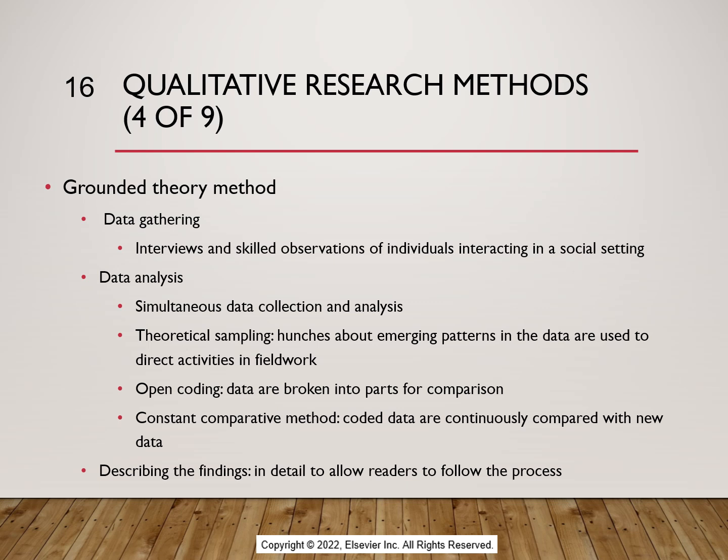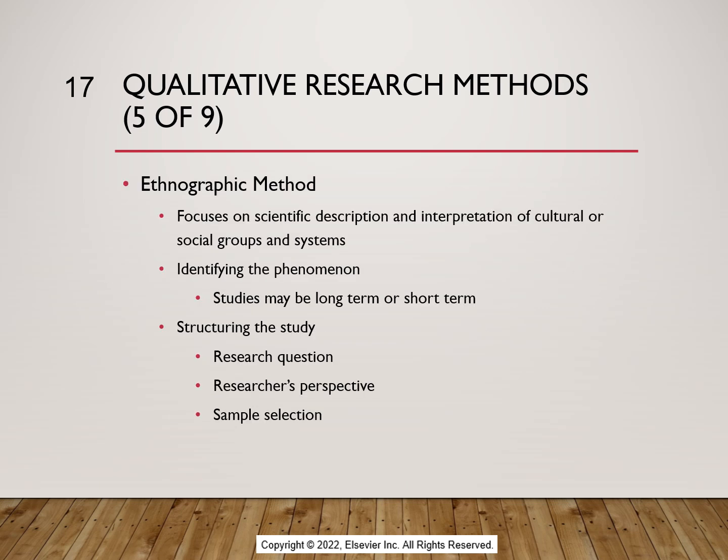From there, I can do snowball sampling. So I can ask that participant if they know of any other participants with that quality, a high perception of psychological empowerment. They do open coding, looking for themes in the data, and they do the constant comparative method, comparing the coded data with new data. Finally, they describe the data in detail and allow the readers to follow the process.